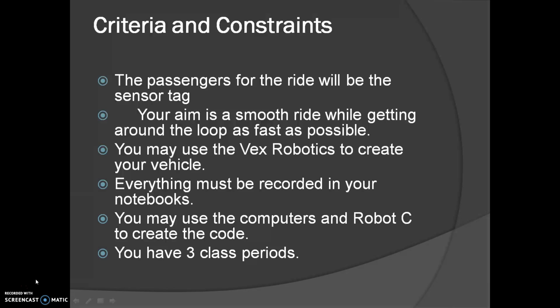So the criteria and constraints that I gave the students: the passengers for this Safari Park ride would be the sensor tags. The aim of this was to create a very smooth ride while getting around the loop, which was the ride, as fast as possible. The students were able to use any of my Vex Robotics tools to create the vehicle, and everything had to be recorded in their notebooks, and they were able to use the computers and Robot-C to create their code. Unfortunately, due to time constraints, we only had 3 class periods to get this all done.